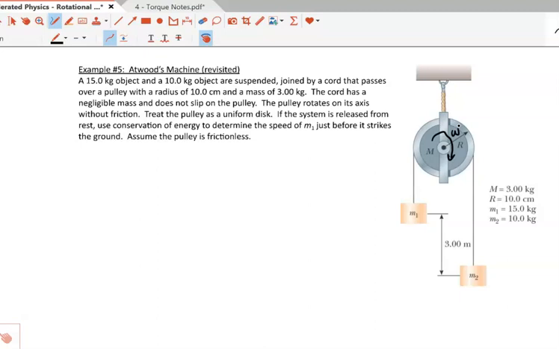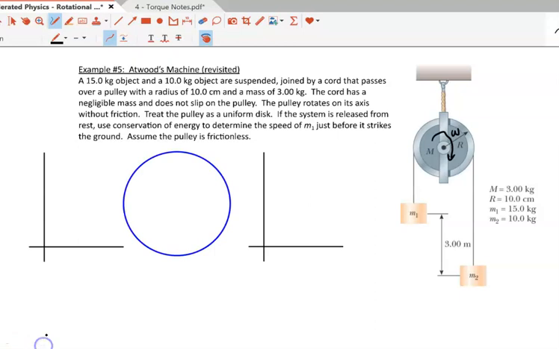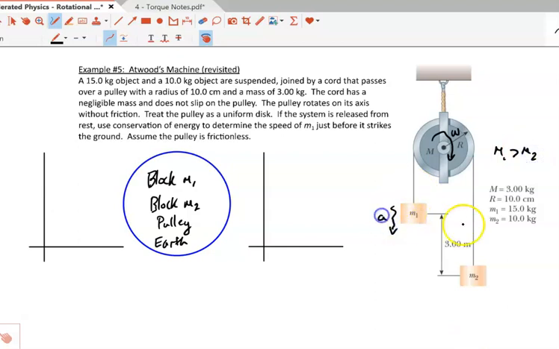So before we start problem solving, let's visualize this and do an LOL diagram. If we consider a system that is block M1, block M2, the pulley, and of course the earth system, so all four of these things, and when we look at it, we see that M1 is heavier than M2. So M1 is going to accelerate down, and M2 is going to accelerate up.